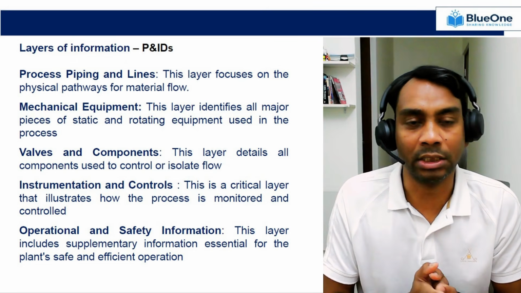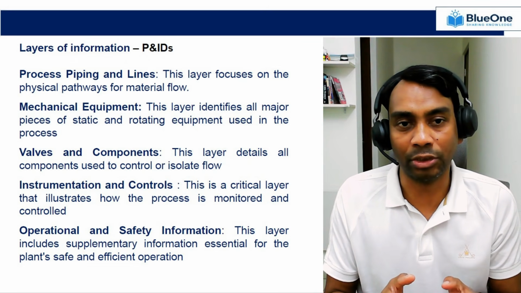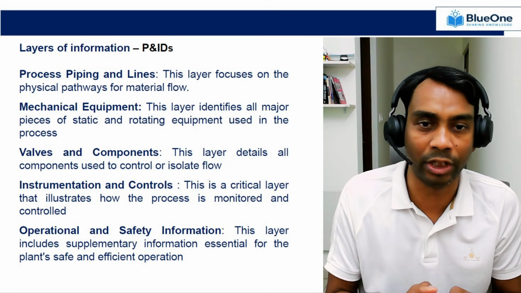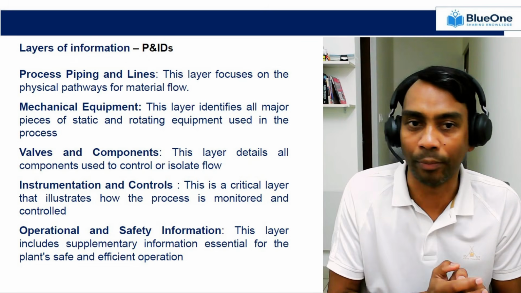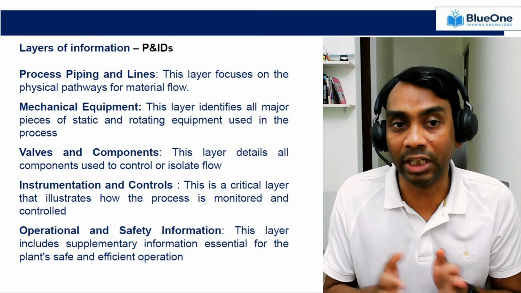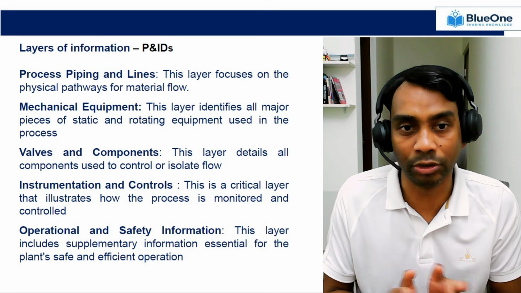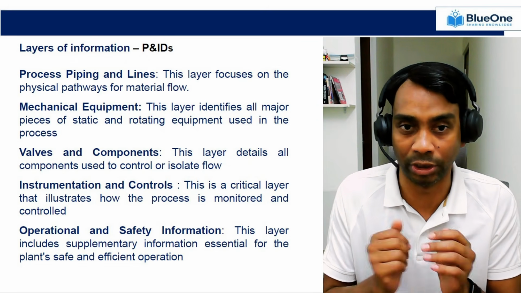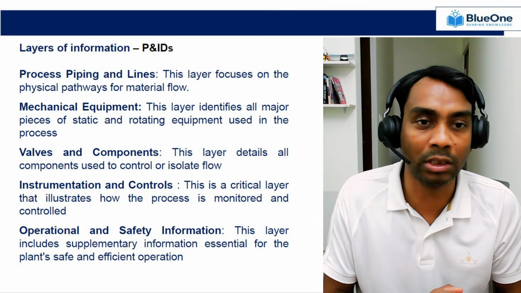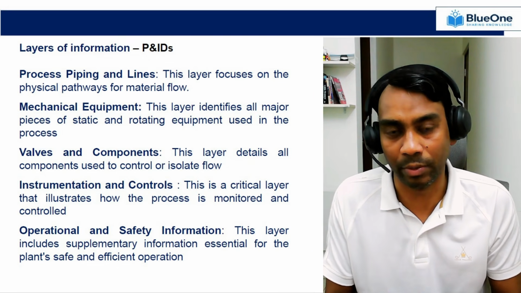The second layer is about mechanical equipment. This layer identifies all the major pieces of static and rotating equipment used in the process. You can see the heat exchangers, vessels, pumps, and compressors. That's the layer 2 information. Then you'll find layer 3 information, which is your valves and components. This layer details all the components used to control or isolate your flow or process. It may be manual valves, control valves, or valves with actuators, flanges. All these are layer 3 information.